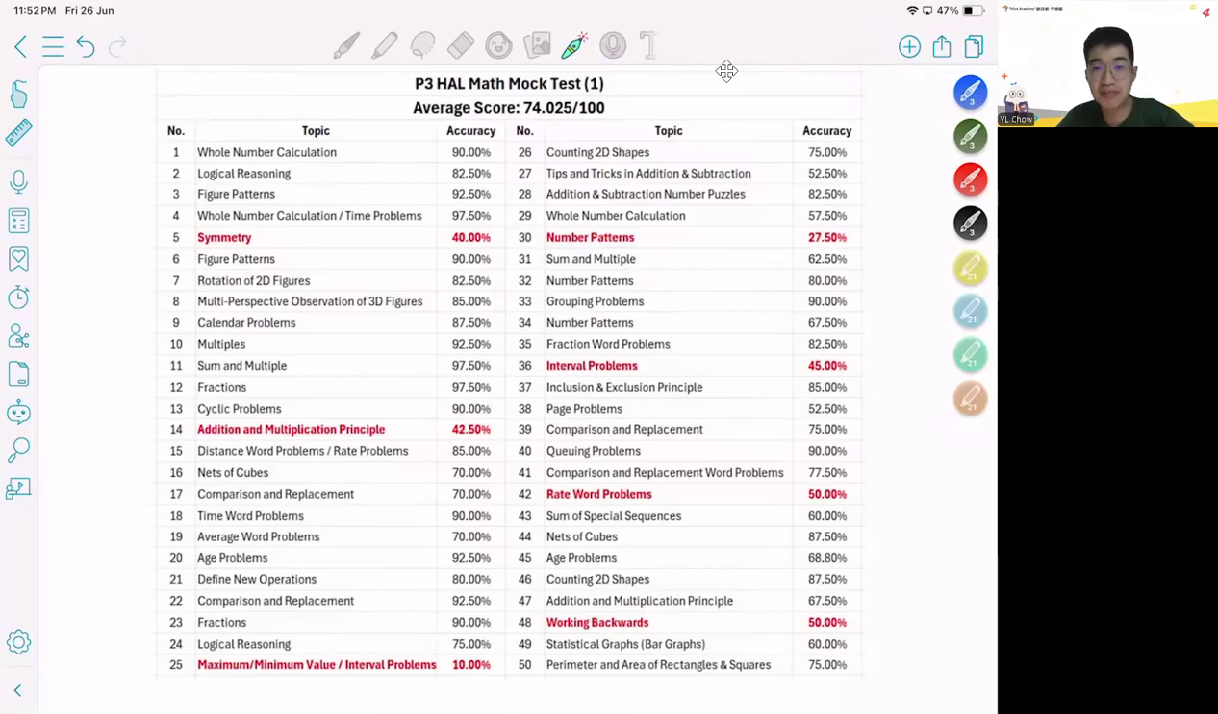Right, so we have received a lot of submissions from y'all, and here's an analysis of the accuracy rate for each of the problems. We can see that for most of the questions, at least 50% of you got it correct, but there are some questions, mainly those that I have labeled in red, that perhaps need some explanation from me.